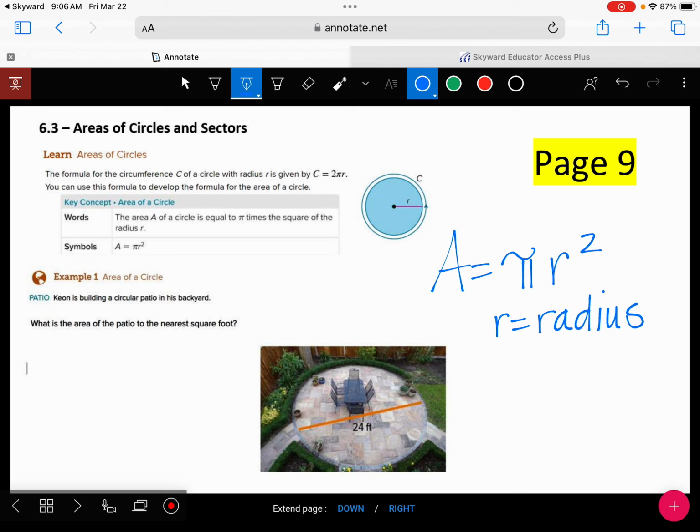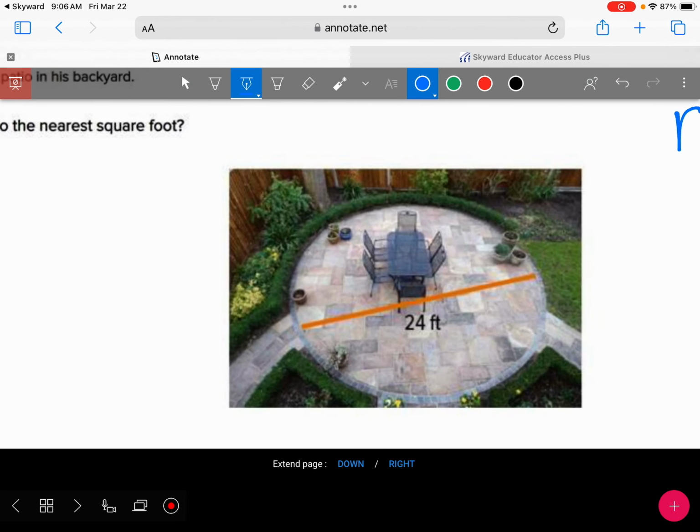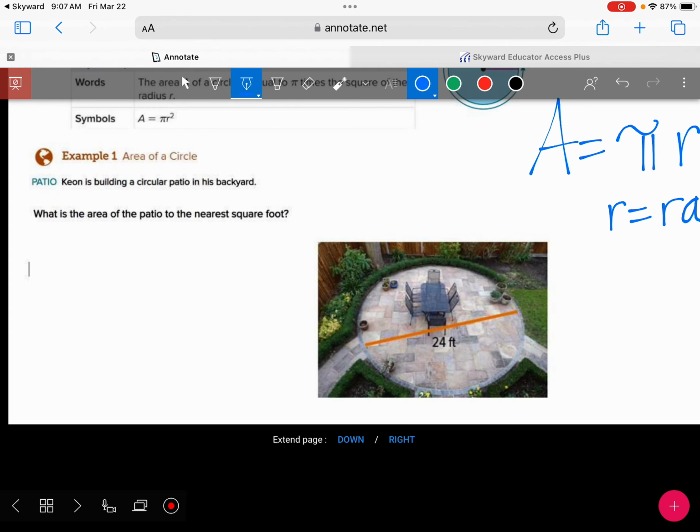Okay, so it says that Keon is building a circular patio in his backyard. They want us to find the area of the patio. So this is a better picture than what you have in your notes. Is that 24 the radius, or is that 24 the diameter? Diameter, right? So how do you find the radius when you know the diameter? Divided by what? 2.